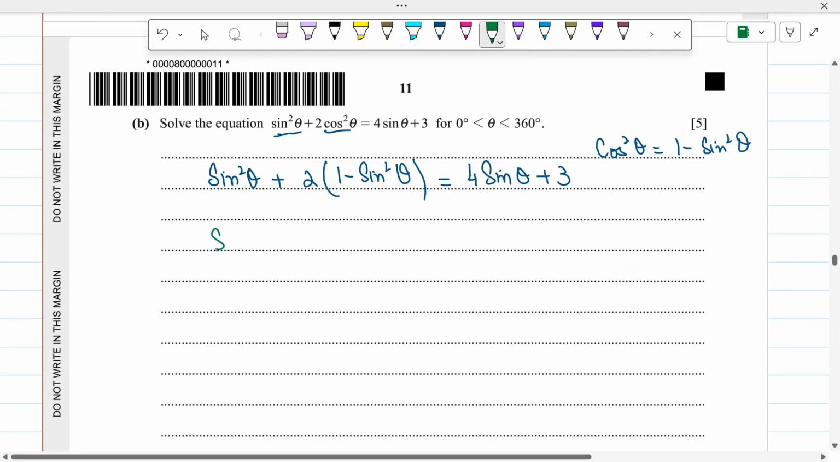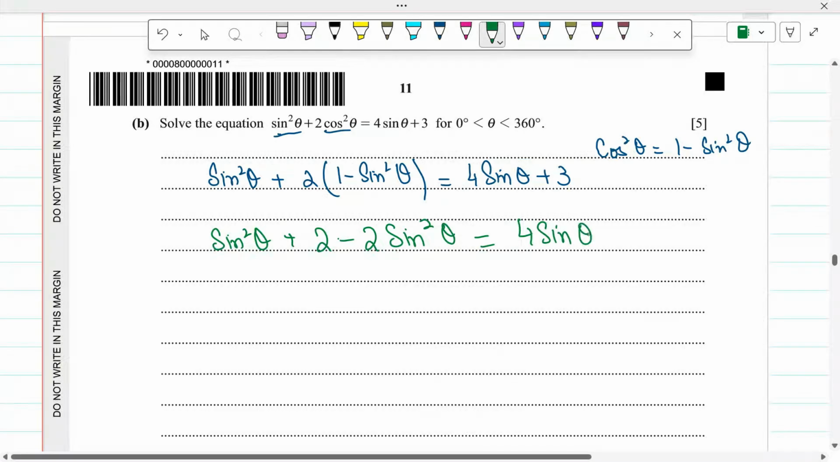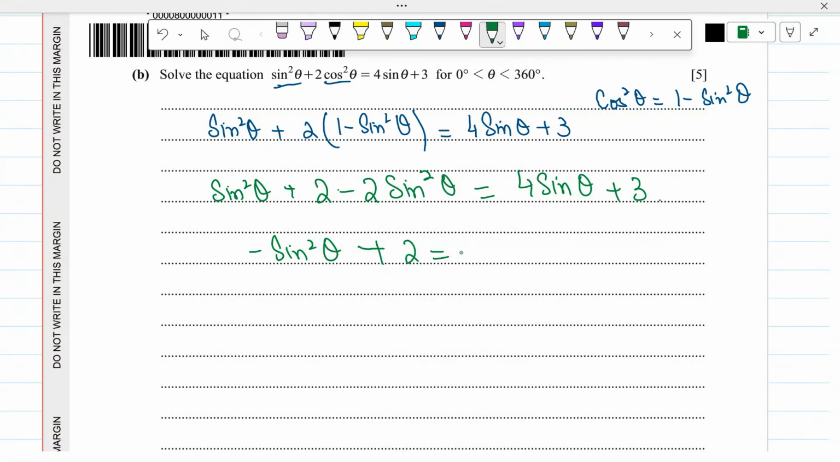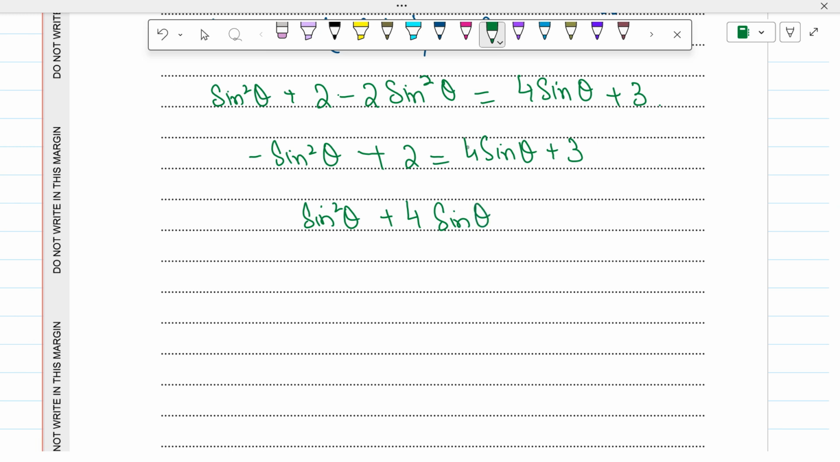Further solving, we will have sine square of theta plus 2 times 1 is 2, and 2 times negative sine square theta is negative 2 sine square of theta, equal to 4 sine theta plus 3. So we will have negative sine square of theta plus 2 equals 4 sine of theta plus 3. So we will have sine square of theta plus 4 sine of theta, and when we move 2 to the right side it becomes negative, so 3 minus 2 is 1, plus 1 equals 0.